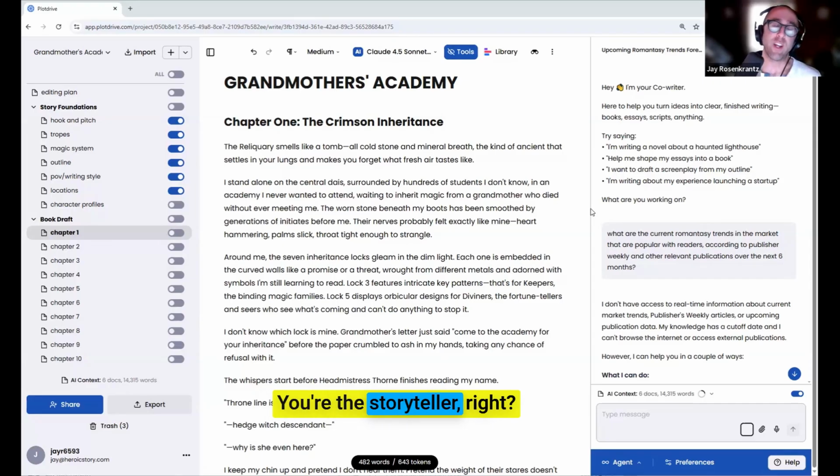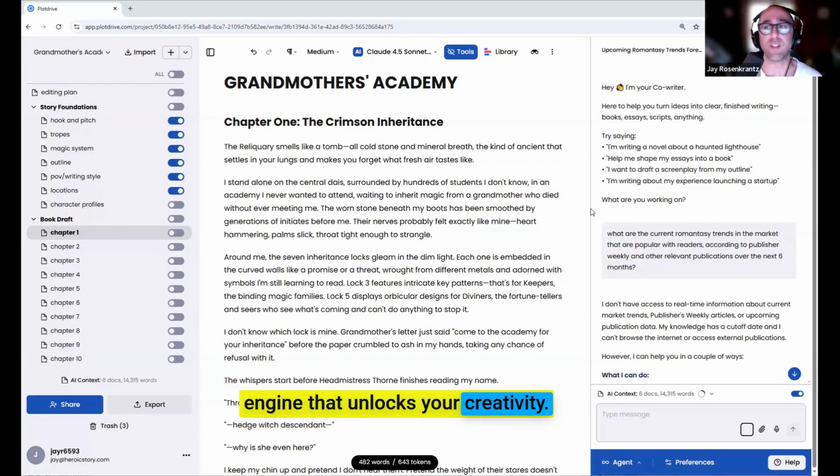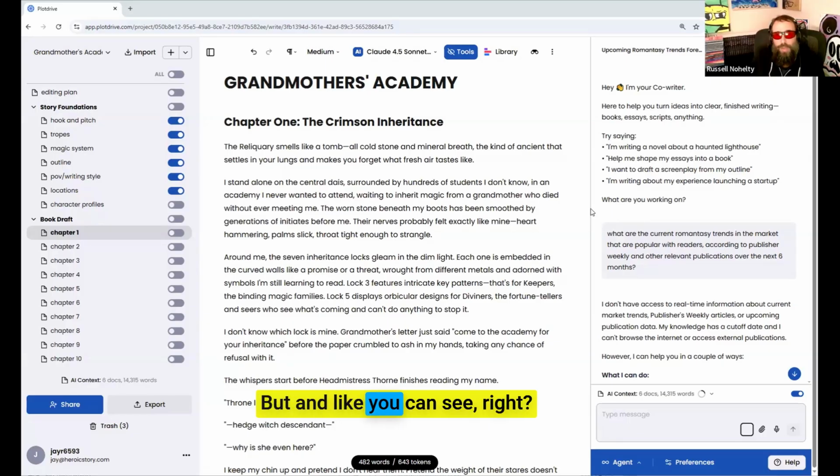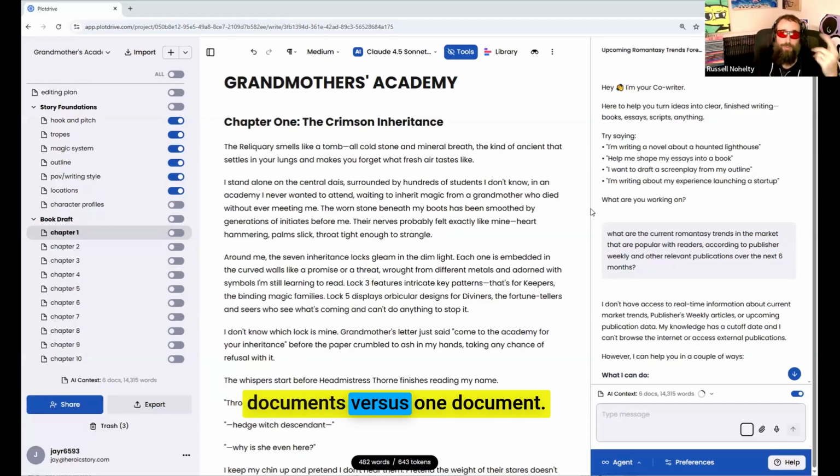You're the storyteller, right? You are the author, you are the energy. The technology is just the engine that unlocks your creativity. It unblocks you. And like you can see, right? You just drafted book one off 10 documents versus one document.